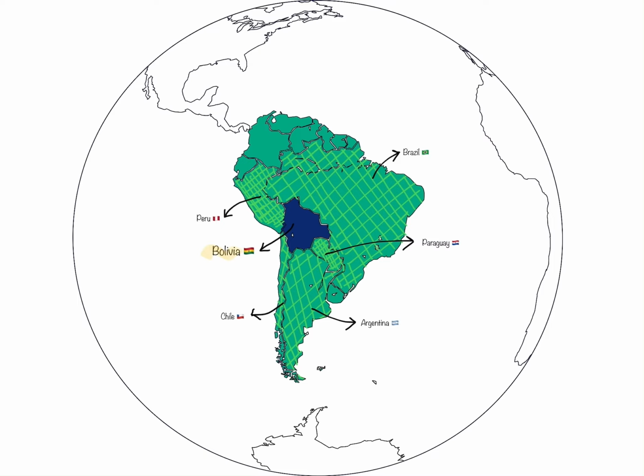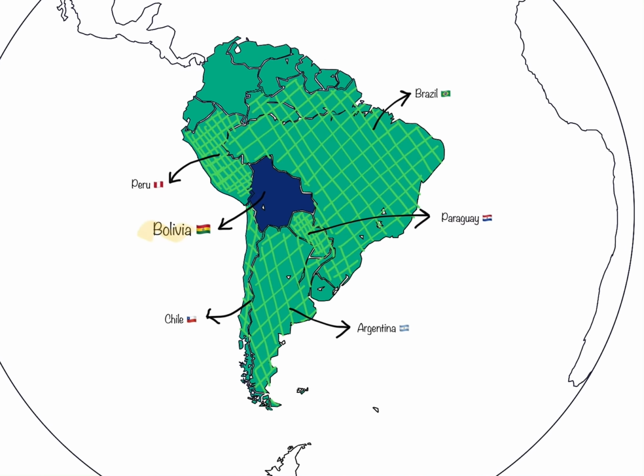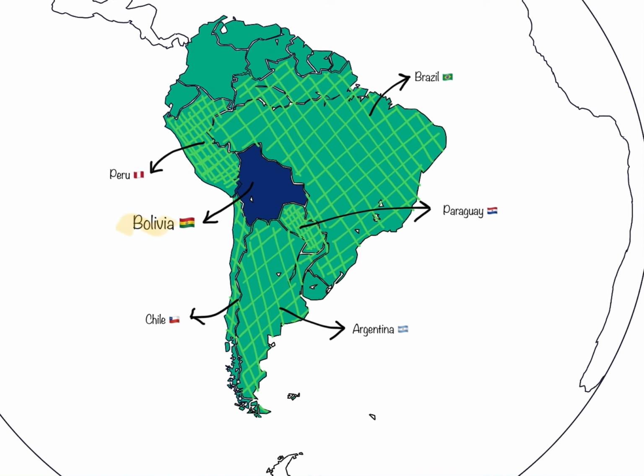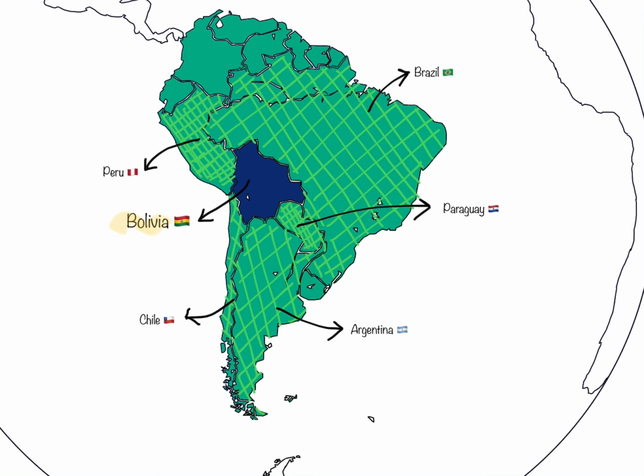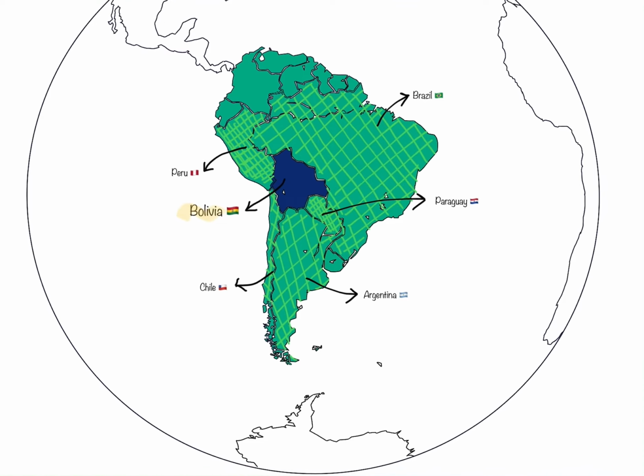Bolivia is a landlocked country. Its capital, or rather capitals, because La Paz and Sucre are the capitals of Bolivia. One is the constitutional capital and one is the administrative capital. Brazil, Paraguay, Argentina, Peru, and Chile are the countries that share land boundary with Bolivia.